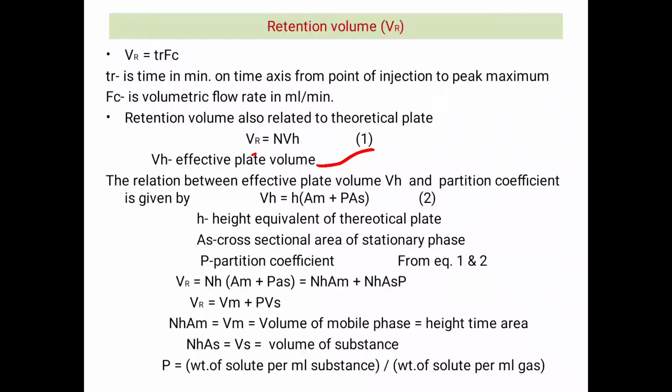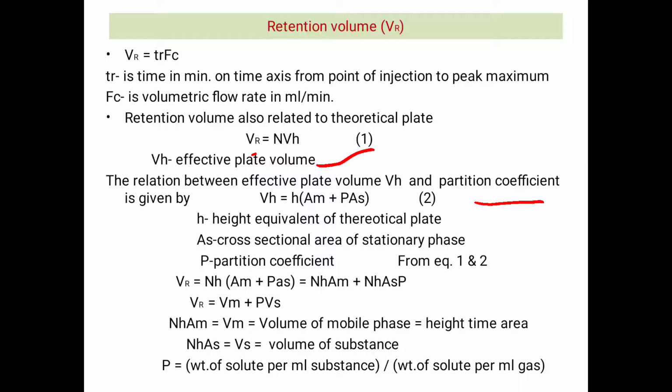Now the relation between the effective plate volume, that is VH, and the partition coefficient, that is P, is given by equation 2. VH, the effective plate volume, is equal to H into AM plus P AS, where H is the height equivalent of a theoretical plate. We also write it here as capital H. Then AS is the cross sectional area of the stationary phase, and P is the partition coefficient. So the height equivalent of theoretical plates and the partition coefficient are related by this equation.